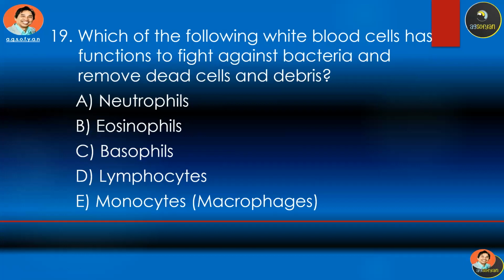Which of the following white blood cells has the function to fight against bacteria and remove dead cells and debris? A, B, C, D, or E? Okay, remember neutrophils and monocytes fight against bacteria, but monocyte has another function, which is to remove dead cells and also debris. So this should be the answer.